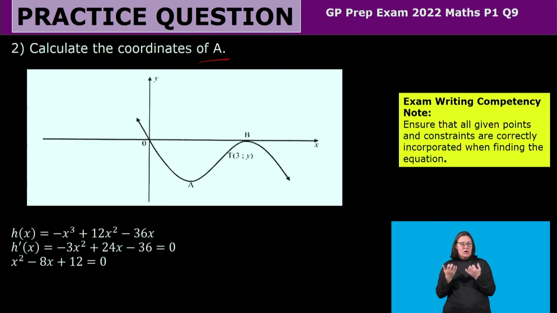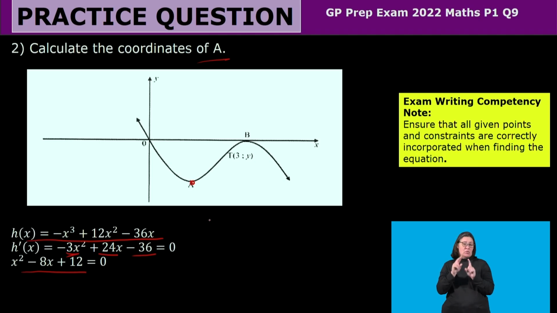We are calculating the coordinates of A being your turning point. We've now got our equation of h of x. In order to find our turning points, by now you know we need to find the derivative. So we take the derivative of negative x cubed plus 12x squared minus 36x. We get negative 3x squared plus 24x minus 36. Divide through by a common factor of minus 3, and you get x squared minus 8x plus 12.